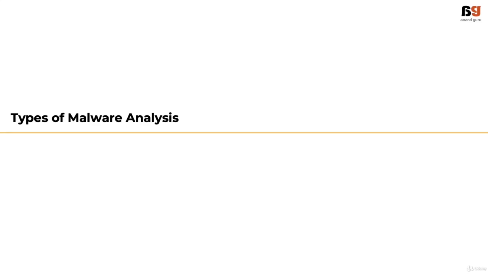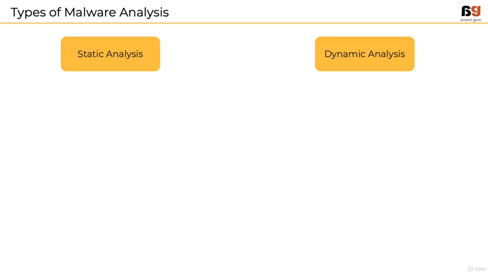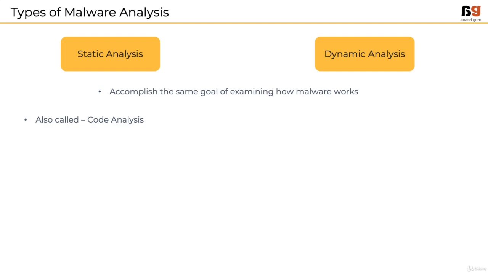What are the different types of malware analysis? Majorly, there are two types of malware analysis: static analysis and dynamic analysis. Both the methods accomplish the same goal of understanding how malware works. Static analysis is also called code analysis, and dynamic analysis is called behavior analysis.